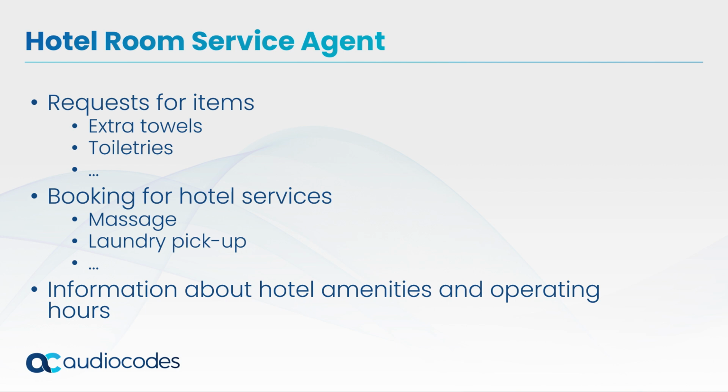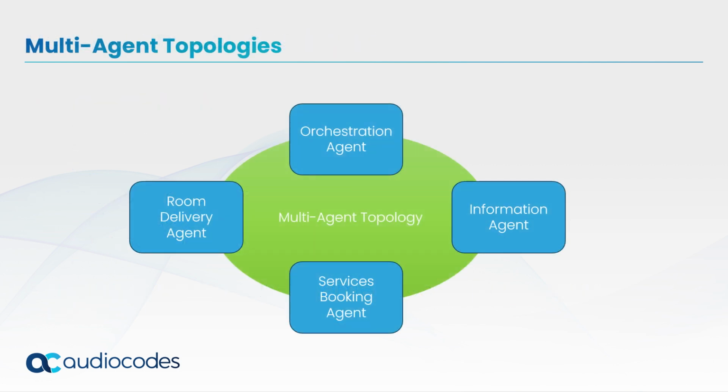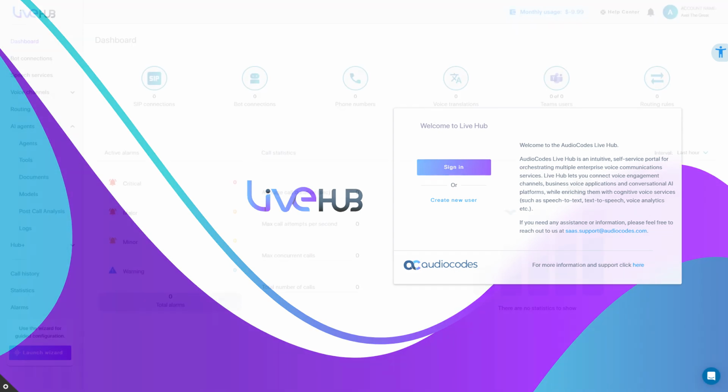Luckily, Live Hub has a better way: multi-agent topologies. Instead of one giant agent, you can create multiple smaller ones, each specializing in a specific task, and then use orchestration tools to route the conversation between them. Let's see this in action.